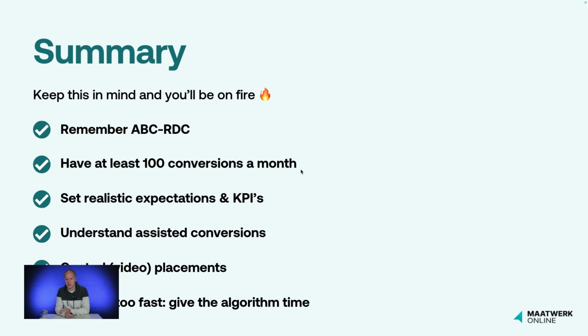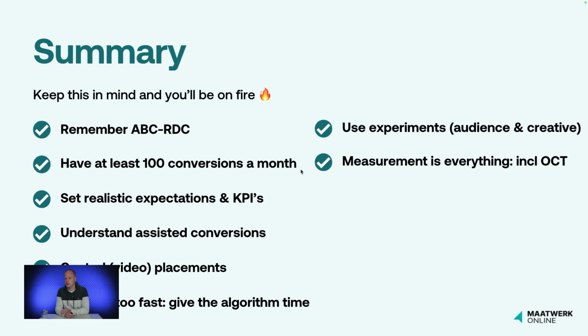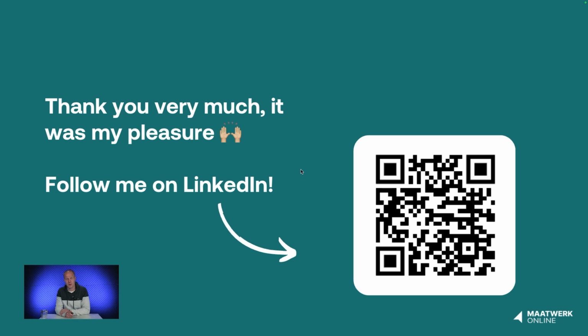Don't go too fast. So don't optimize until you have at least 50 conversions. Give the algorithm some time. Use the experiment possibilities regarding audiences and creatives. Measurement is key, so really use offline conversion tracking. I think this is the third time I've said it in this webinar already. Follow the news for updates. And that's basically what I had for you today.